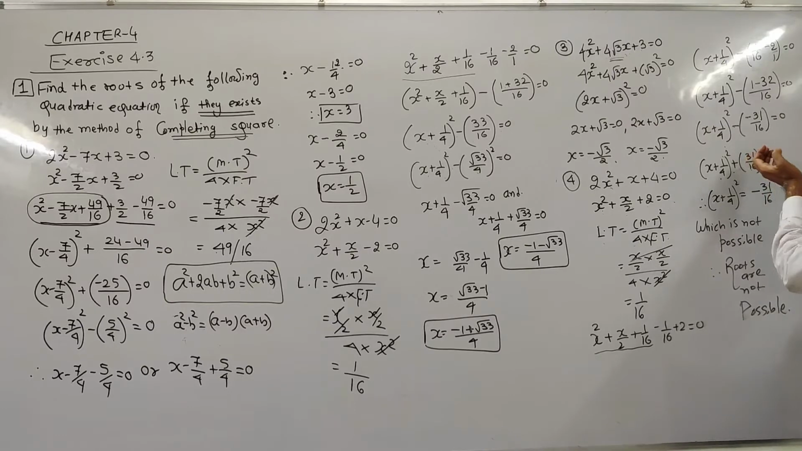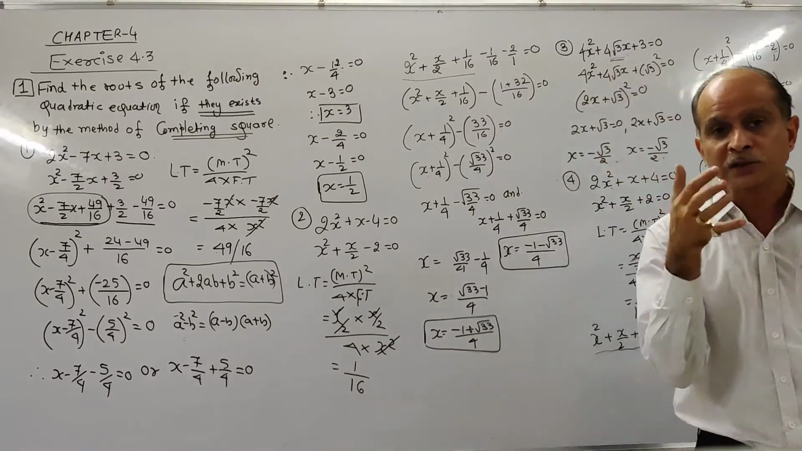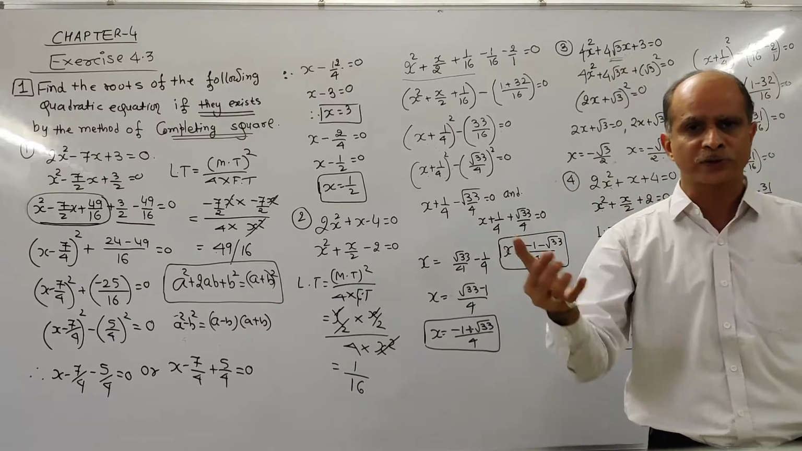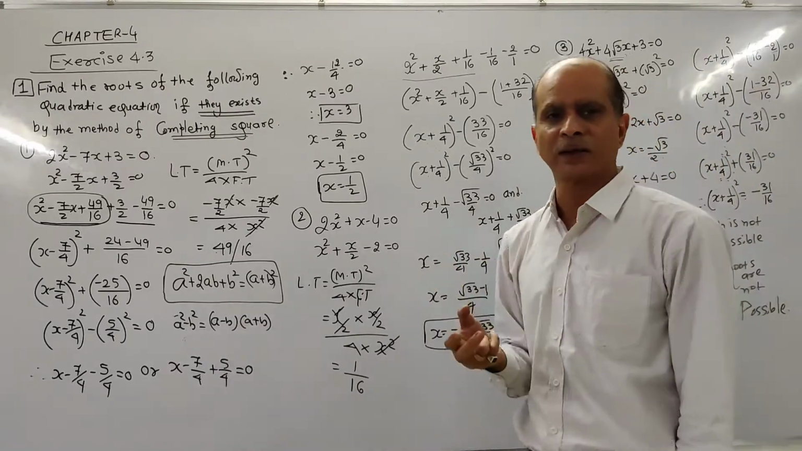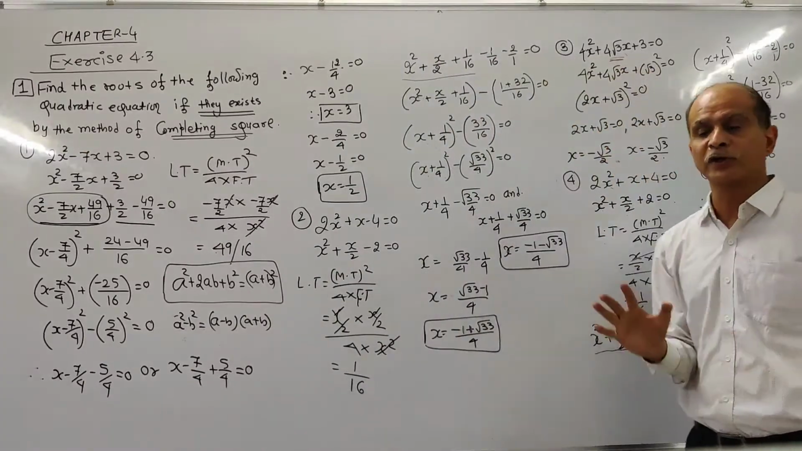If you transpose this from left hand side to right hand side, (x + 1/4)² is equal to minus 31/16. You know here LHS is (x + 1/4)². You know square is always positive. The square of a negative number is also positive. 4 square means 16. But minus 4 square is also 16. So square is always positive.